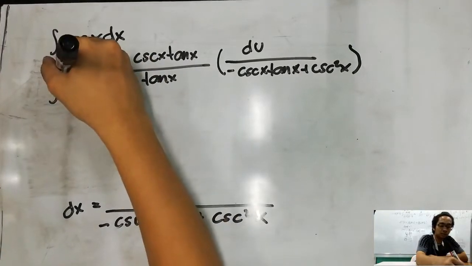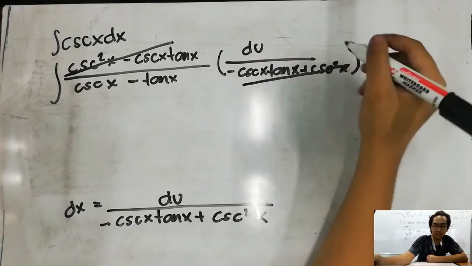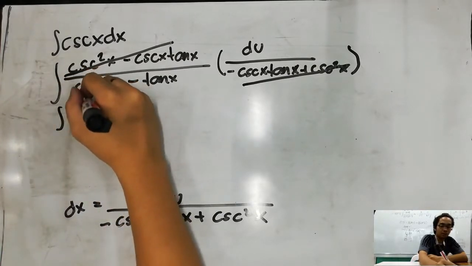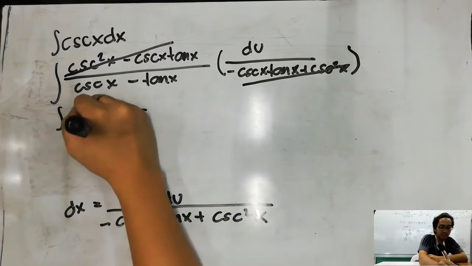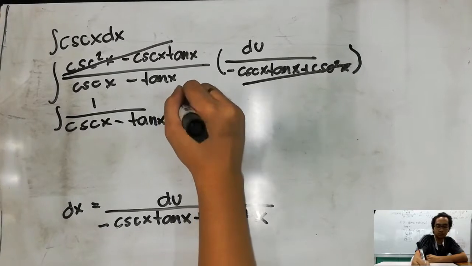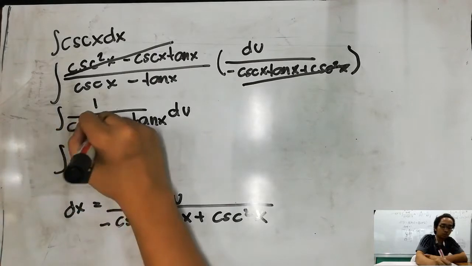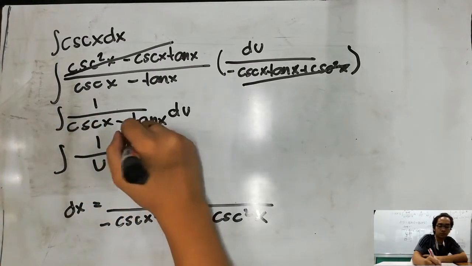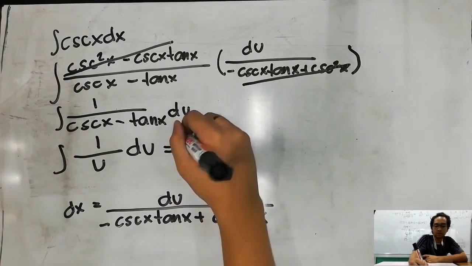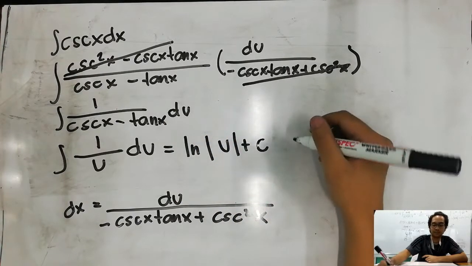We now cancel cosecant squared x minus cosecant x tangent x. We are left with the integral of 1 over cosecant x minus tangent x du. We may rewrite it as the integral of 1 over u du, and it will be equal to natural log absolute value of u plus c.